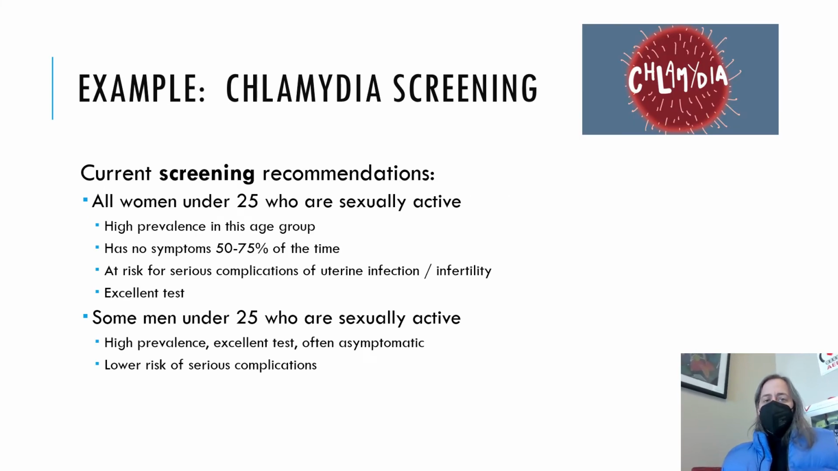So let's use the example of chlamydia. We do screen for chlamydia because it meets our criteria. In female-bodied people who are 25 and under and sexually active, there's a really high prevalence in that age group, so it's common. It also often has no symptoms, so it's asymptomatic. We need to go looking for it, and it can cause serious problems in terms of infecting their uterus and fallopian tubes and causing future infertility. And our test for chlamydia is excellent. Sensitivity and specificity are over 99%.